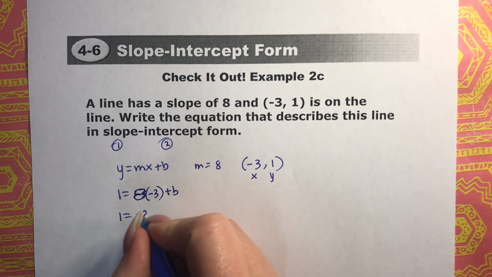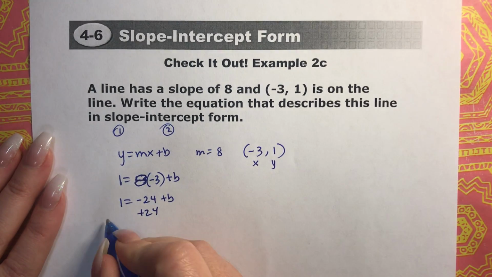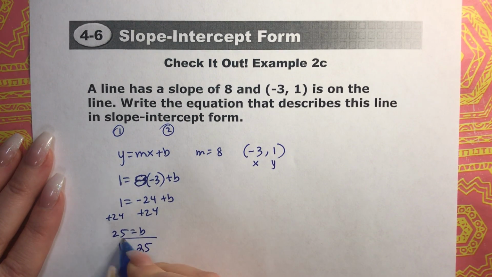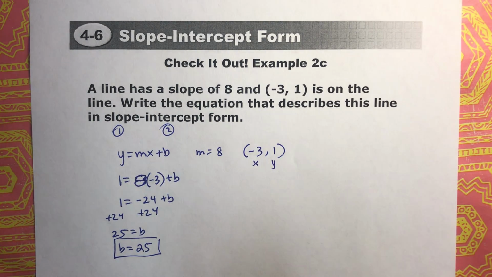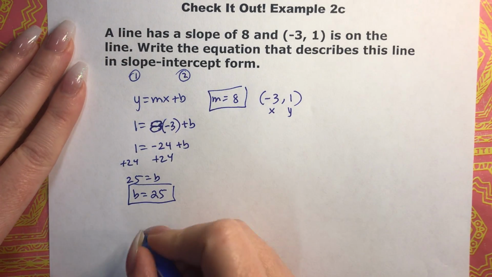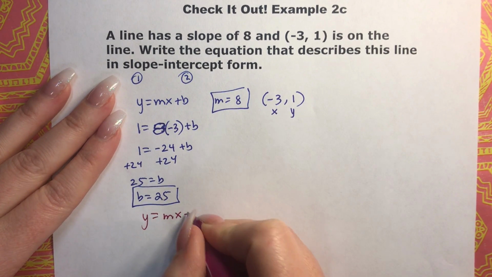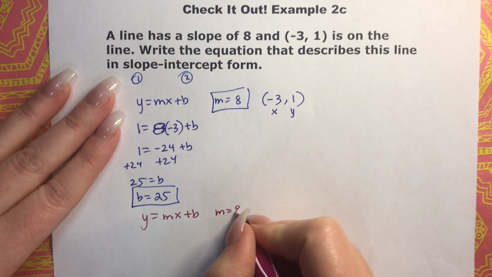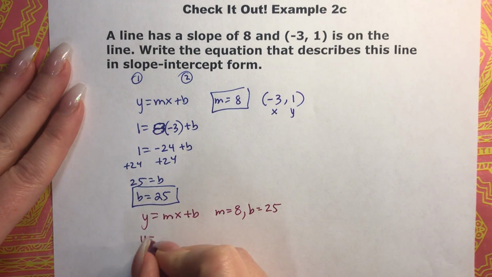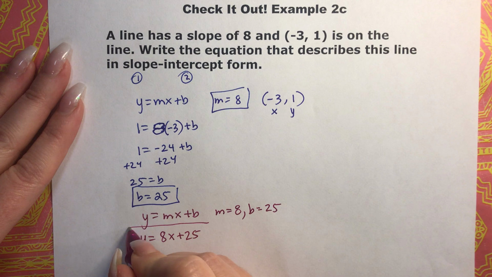8 times -3 is -24 plus b. Then we want to get b by itself, so we're going to add 24 to both sides. We end up with 25 equals b. Use the symmetric property of equality to write the variable on the left side. We have b equals 25. Perfect. We have a slope. We have a y-intercept. Now we can write that formula in slope-intercept form. y equals mx plus b. The slope is equal to 8, and the y-intercept is equal to 25. We substitute those values in, and we get y equals 8x plus 25. And there we have our equation.